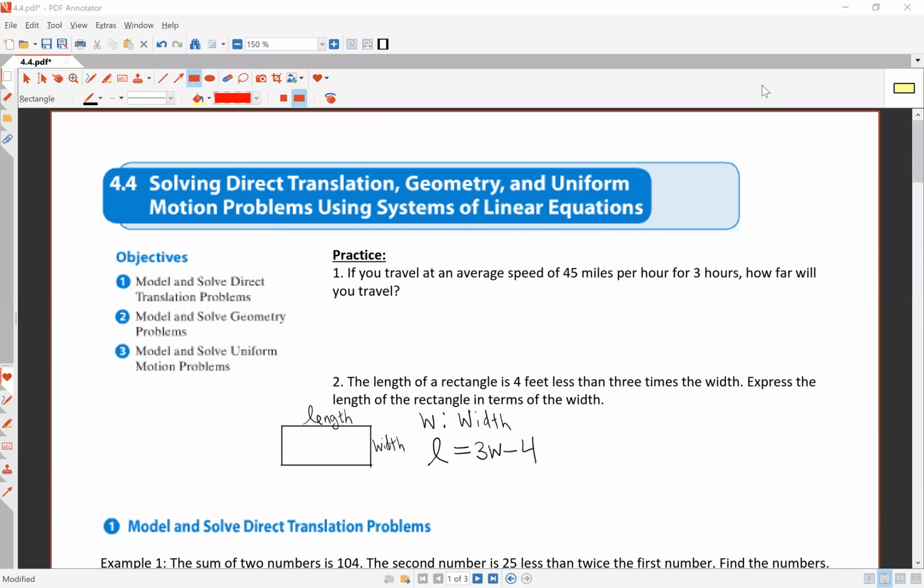This video covers section 4.4, solving direct translation, geometry, and uniform motion problems using systems of linear equations. Objective 3, model and solve uniform motion problems.